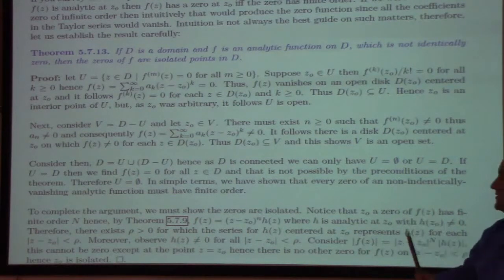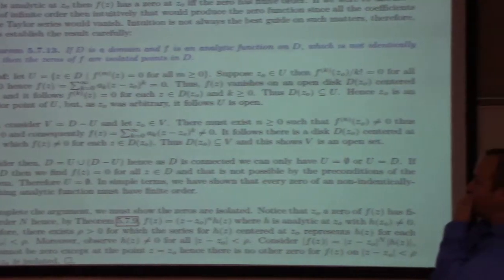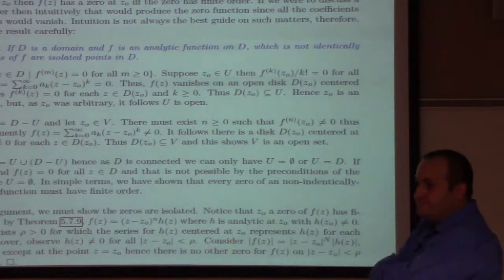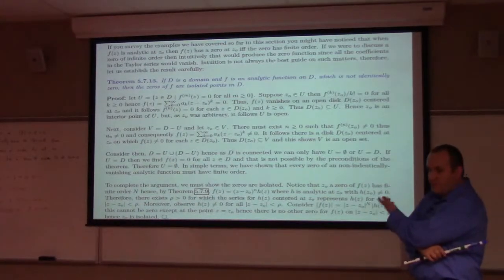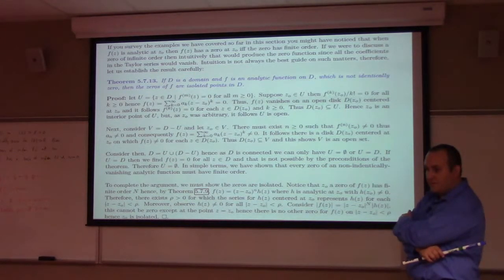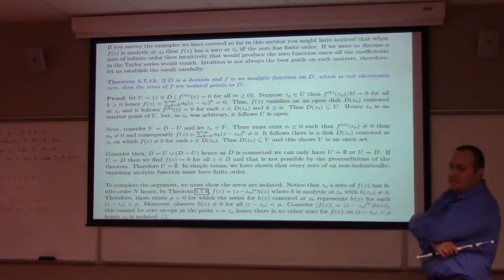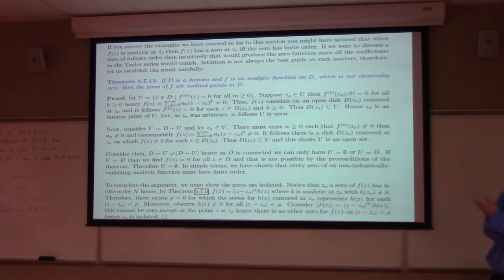Look at the set U. What does it mean for U to be empty? There is no such point, right? There's no point in the domain where all of the derivatives are zero. In other words, you can't have a zero of infinite order, if you were to define such a thing. So the zeros have to be of finite order, right?